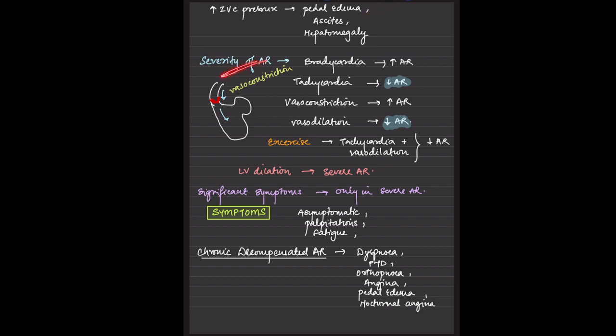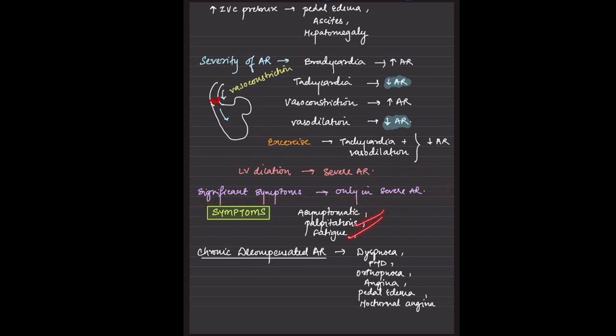Coming to the severity of the aortic regurgitation, whenever there is a bradycardia, that means the blood is not being pumped, that means there is an increase in the AR, correlating directly with the severity. But when there is tachycardia, that means the left ventricle is functioning well, the blood is being pumped, and that means it is the good one. So during exercise, what will happen? There will be tachycardia and vasodilation that will lead to a decrease in the AR, right? So significant symptoms occur only in severe AR.